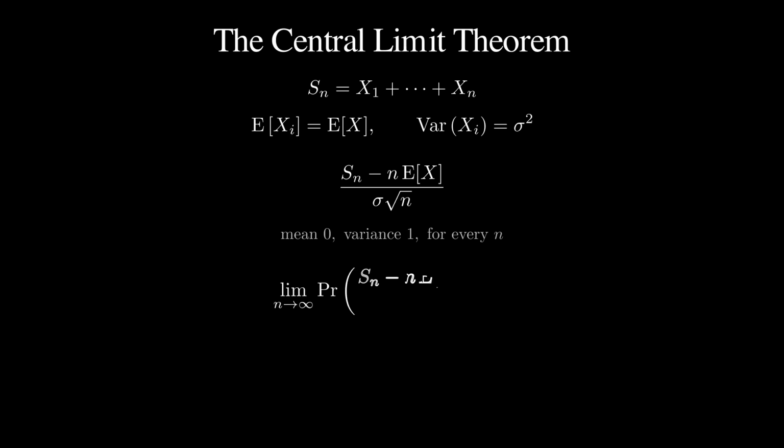The central limit theorem says, as n grows, the probability that the standardized sum lands at or below any x converges to the integral of the standard Gaussian density up to x. The standardized sum converges in distribution, the very notion we defined for CDFs, to a standard normal random variable.